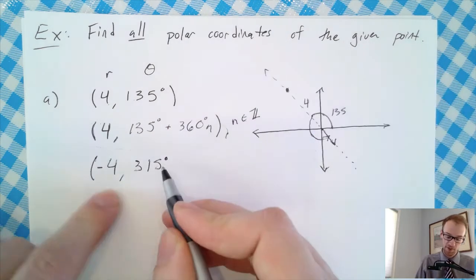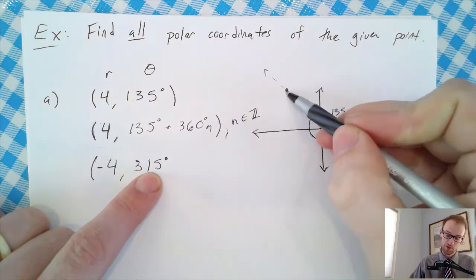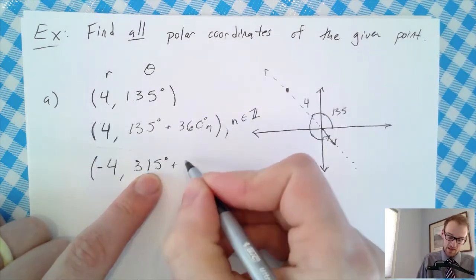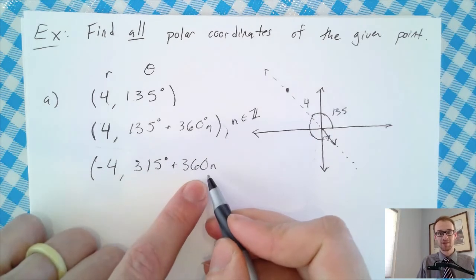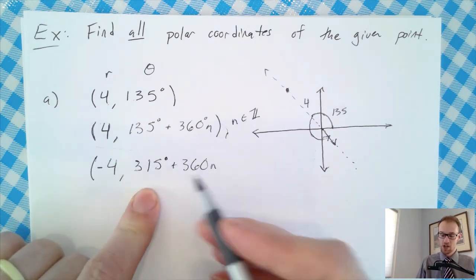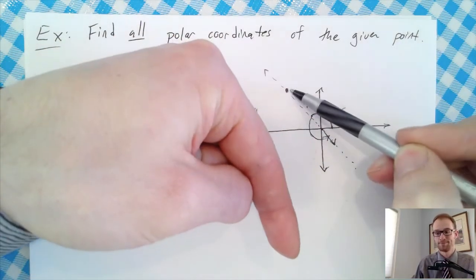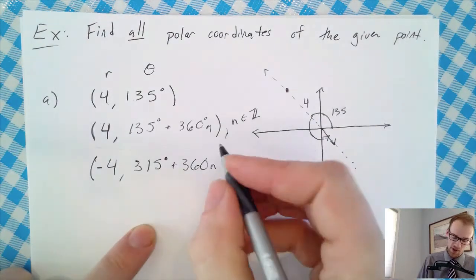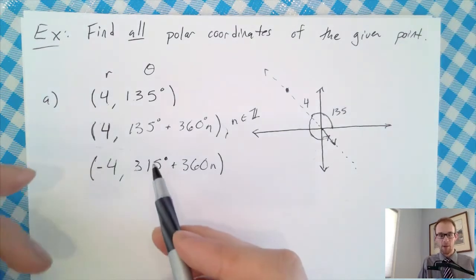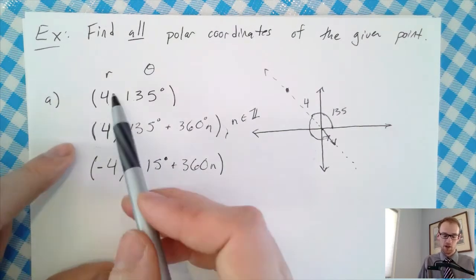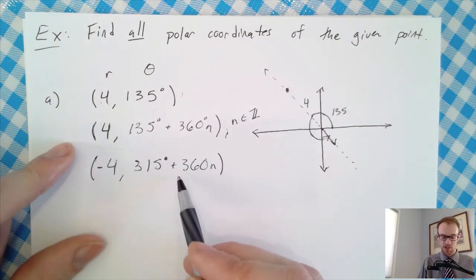Okay, so 315 is not the only orientation that will give me this point with a radius of -4, but any coterminal angle, any multiple of 360 after that 315 degrees, will orient me in that direction as well, and then the -4 radius will put me there. I know this is kind of a lot, but this is the second half of the infinite amount of polar coordinates that will locate this point. I would love to stop there.